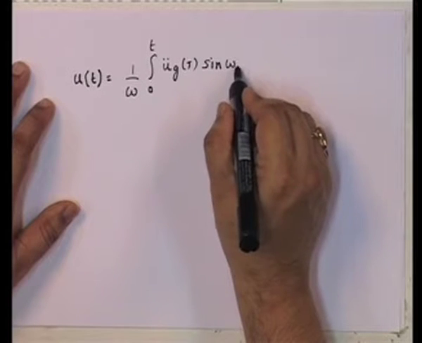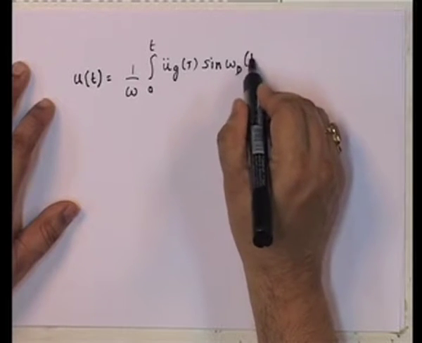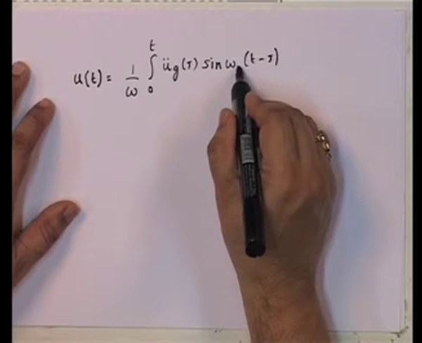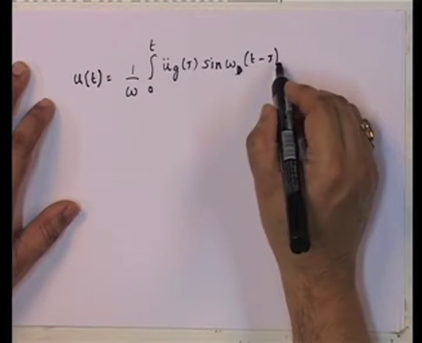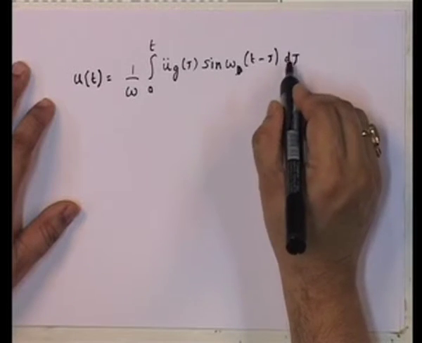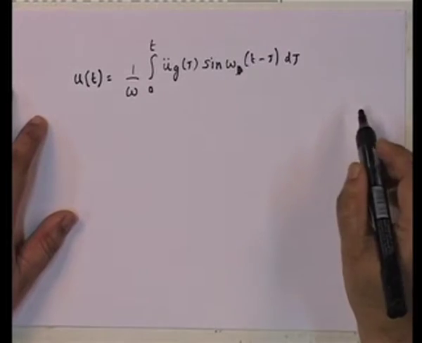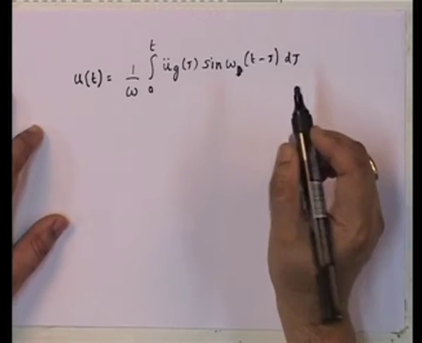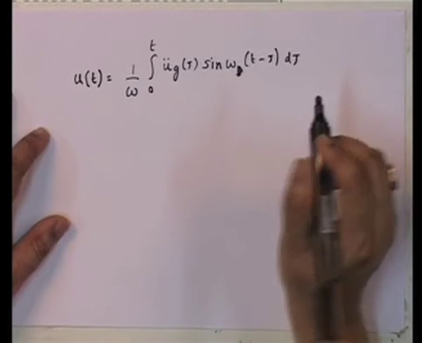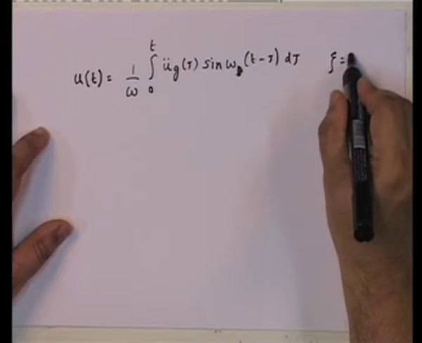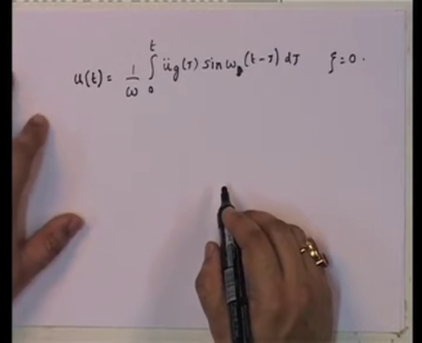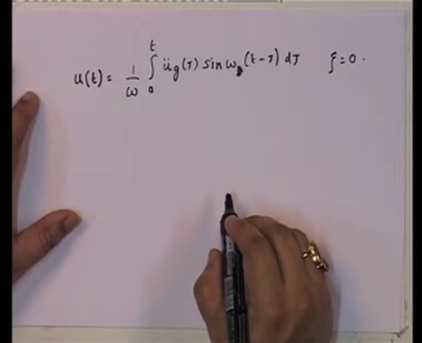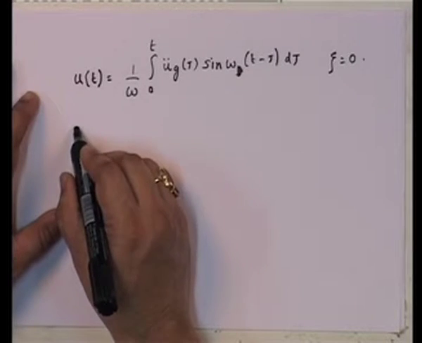sin omega (t minus tau) d tau, sorry, this omega d becomes omega. This is the undamped system response, where xi is equal to 0. Okay. So now let us try to differentiate this with respect to t.